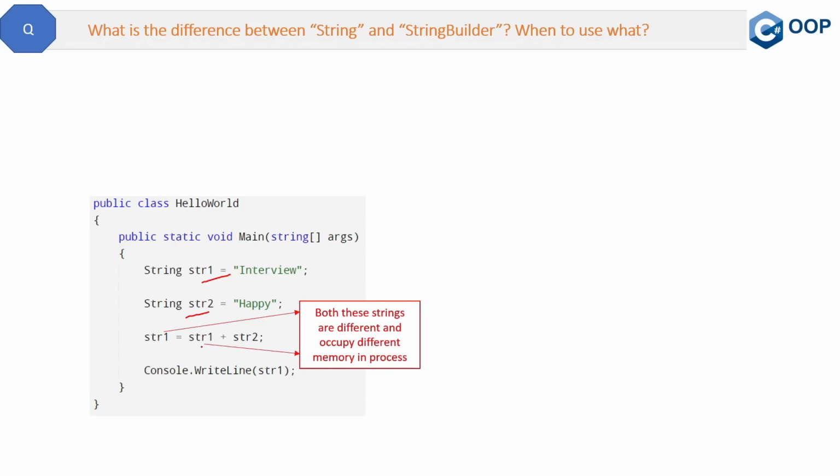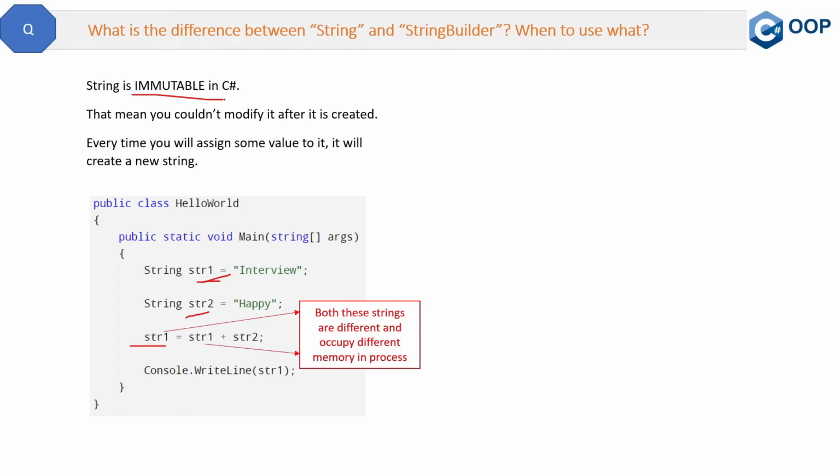First str1 was a different string, and this new str1 is completely a different string in memory. Both are strings, but both are not the same. The conclusion is, string is immutable in C#. That means you cannot modify it after it is created.